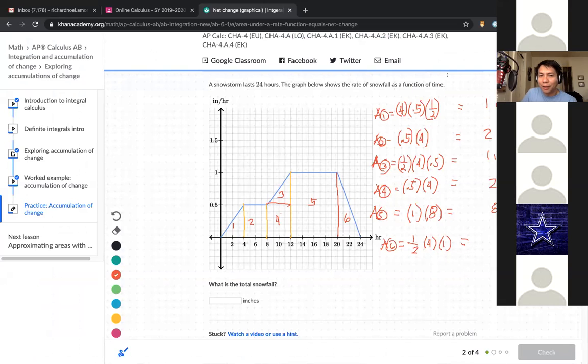So guys, what's the total snowfall? Let's add them all up together. This is going to be 10, that's 5, and that's 16. So therefore, our answer for that one will just be 16.